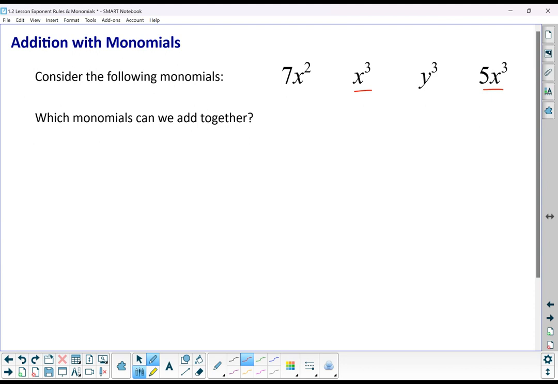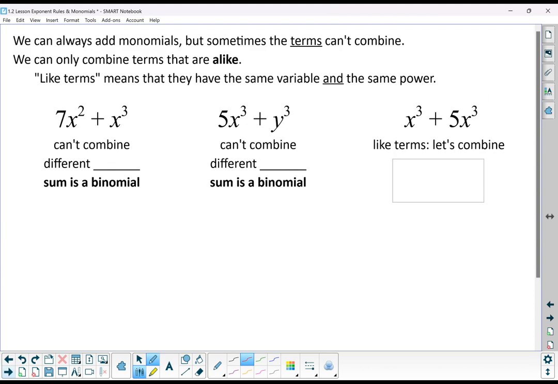But the answer is we can add any of these together. Any polynomial, any monomial can be added to another monomial. It's just that sometimes when we add them together, we aren't able to combine them and they become a binomial. So when we want to add together two monomials, we have to think about whether or not they are like terms. And if they are like terms, which means that they have the same variable with the same power, then we're able to combine them.